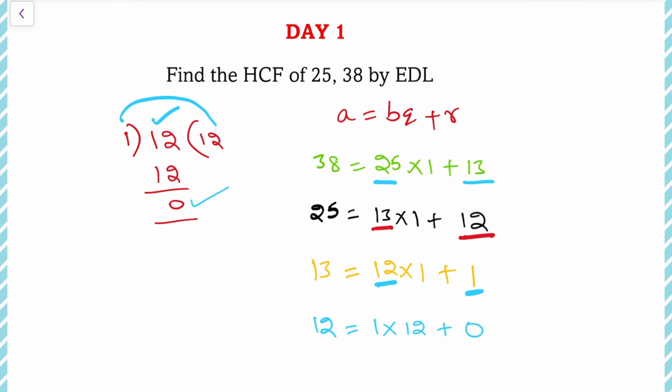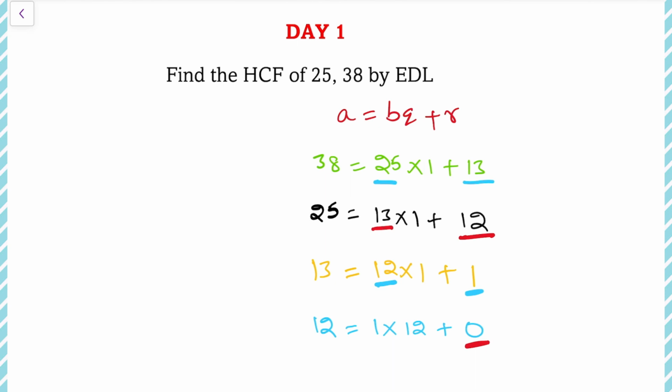So whenever we get the remainder 0, we need to stop the process there. After getting the remainder 0, we need to check what is the divisor in that step. In this case the divisor is 1 when we got the remainder 0. So this divisor is our HCF. That is nothing but 1. HCF of 25, 38 is 1.